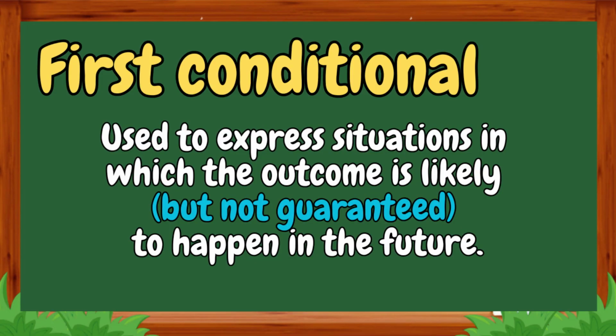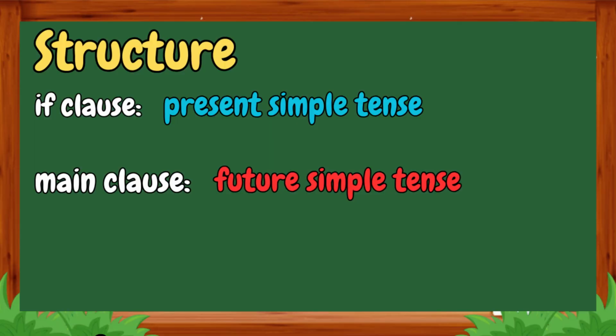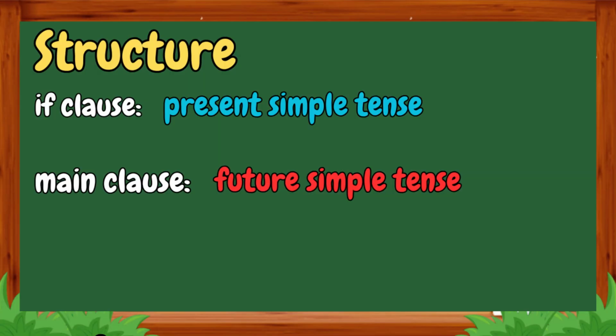The first conditional is used to express situations in which the outcome is likely but not guaranteed to happen in the future. And if we look at the structure of this one, we can see that the if clause is still in the present simple tense, like the zero conditional, but the main clause is in the future simple tense. So we can already see there's a difference in structure and also meaning for what we use this first conditional. Let's go look at some examples to make it a bit clearer.